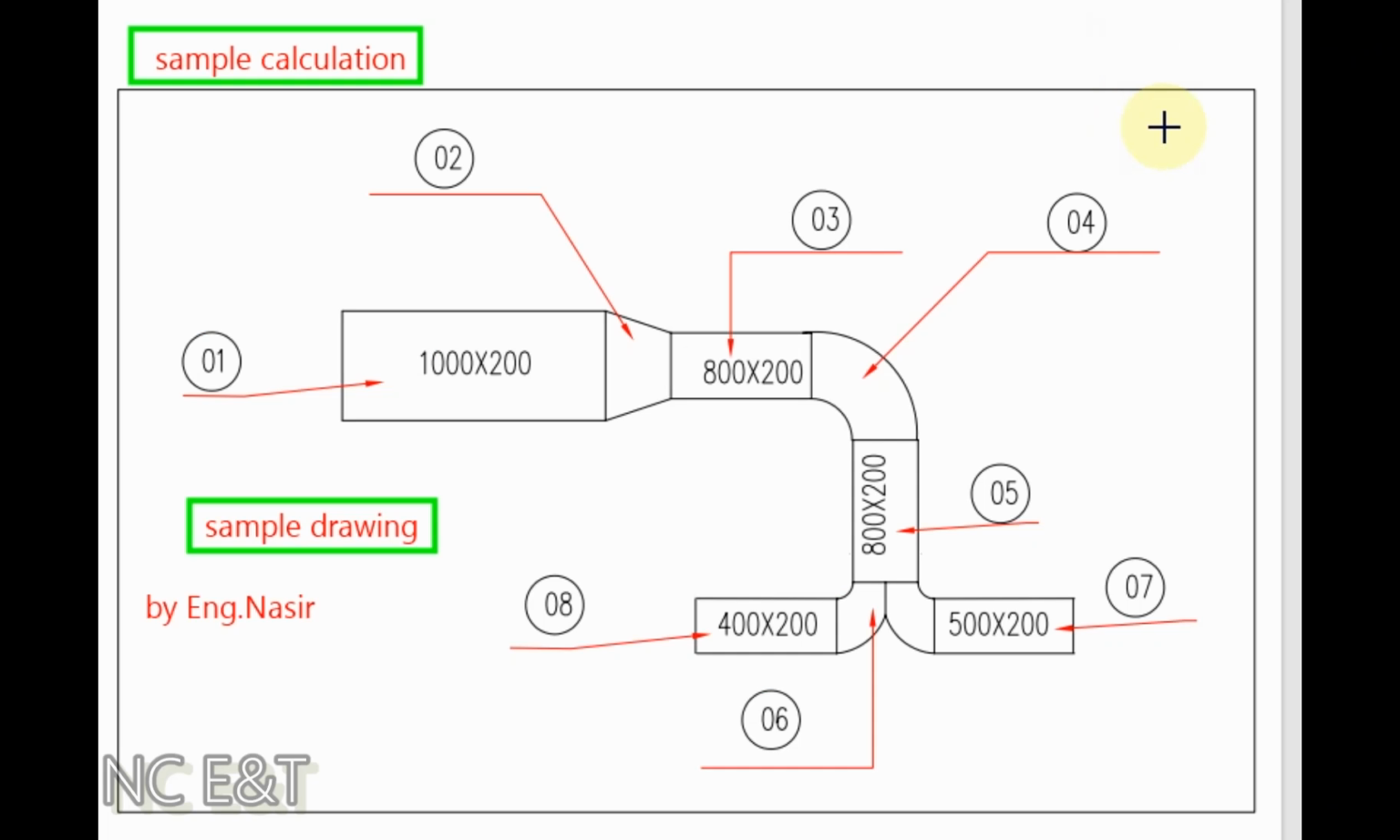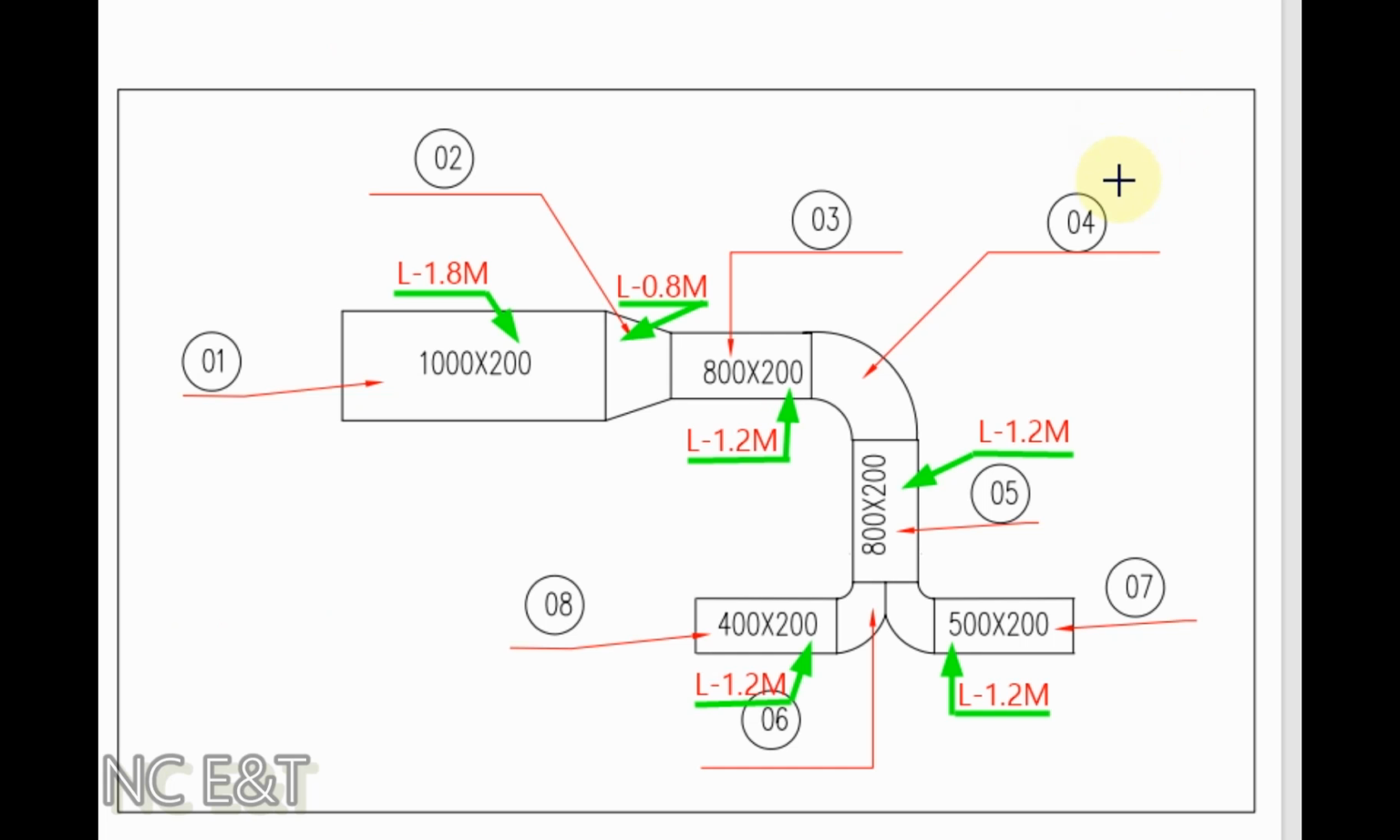Now to learn the application of these engineering formulas to calculate the area of a rectangular duct, we will make a sample exercise. Your screen is showing a part plan of a rectangular duct. To make the calculation of area easier for this rectangular duct, we have given a tag number to each piece of the duct.